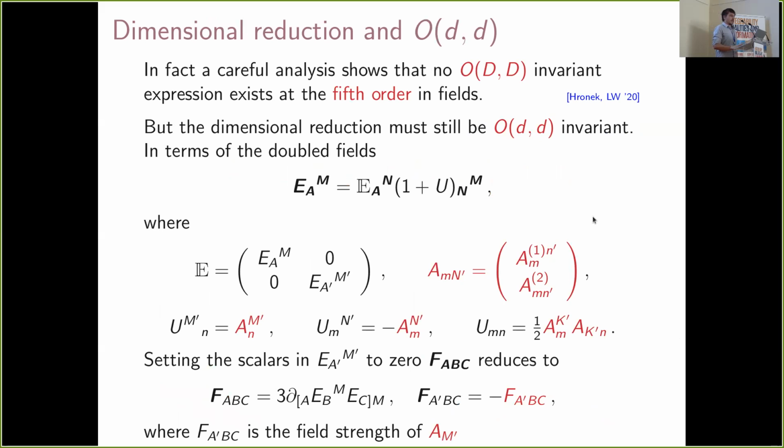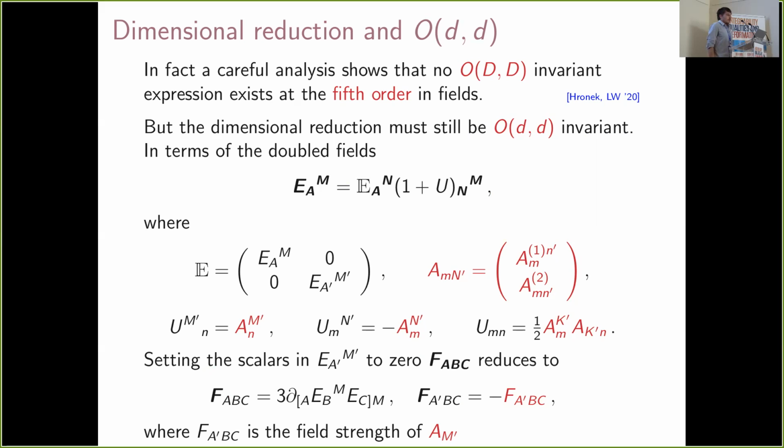But if you make a careful analysis, as we did, at the 5th order in fields, you find that there's no expression which is ODD invariant that captures these terms, modulo some mild assumptions. Or O(10,10) invariant, to be explicit, in 10 dimensions. So that seems like you cannot describe this correction in the double field theory language.